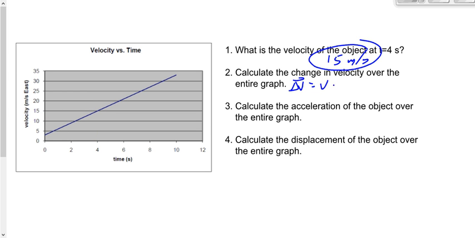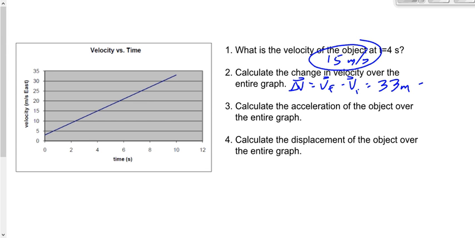The change in velocity of the entire graph? Well, that's going to be final minus initial. The final velocity is, it's kind of hard to tell on this one. I promise you on a quiz or a test, you're going to have more grid lines, so it's easier to tell exactly what the number is. What does it look like, though, the final velocity? Oh, 33? Yeah, that's what it was supposed to be.